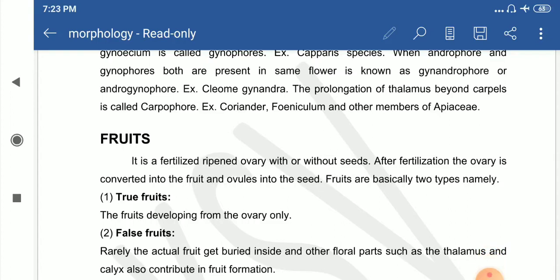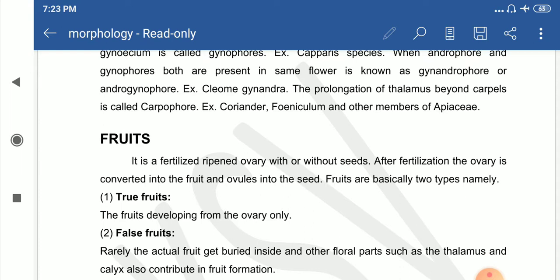Hello friends. In the previous video we discussed the floral parts and the different structures of the floral organs, that is, the essential and the non-essential organs. When fertilization occurs, the zygote will be formed and it will undergo changes to form the fruit. Today's topic is on fruit.